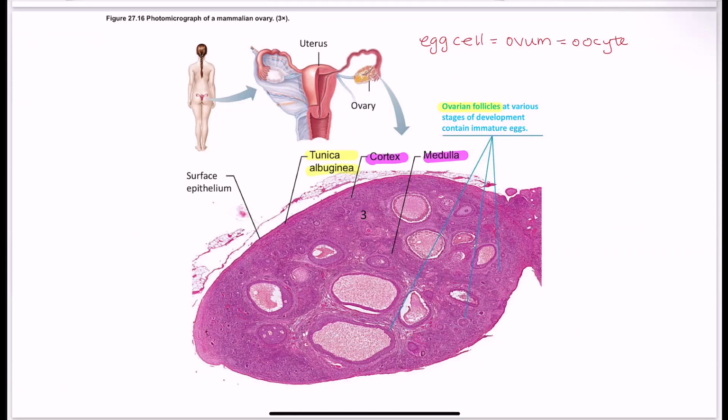But once a mature follicle is released from the ovary into the uterine tube, that's called ovulation. So once an ovarian follicle is released, that's called ovulation. And an ovarian follicle, again, contains a matured egg cell inside. We'll talk about the process later.